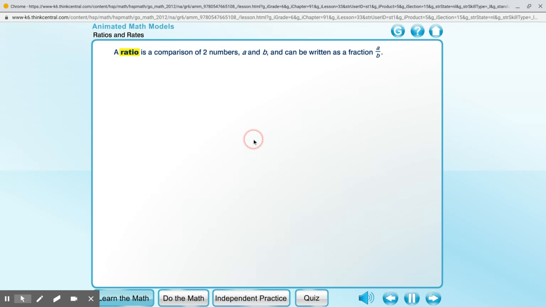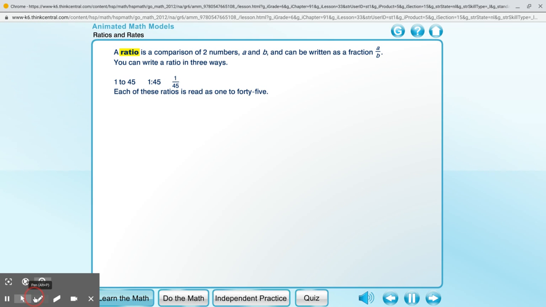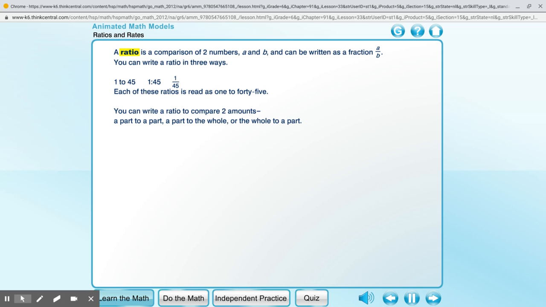A ratio is a comparison of two numbers, A and B, and can be written as a fraction, A over B. You can write a ratio in 3 ways. The ratio 1 to 45 can be written like this, or this, or this. Each of these ratios is read as 1 to 45. You can write a ratio to compare two amounts, a part to a part, a part to the whole, or the whole to a part.